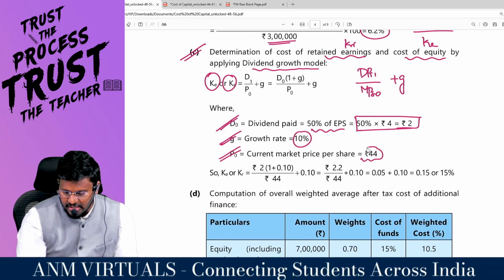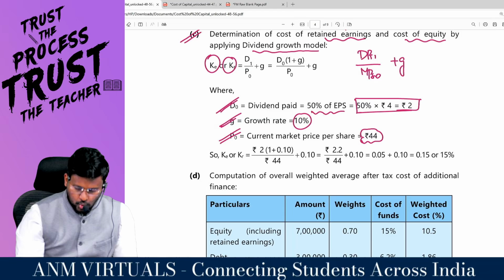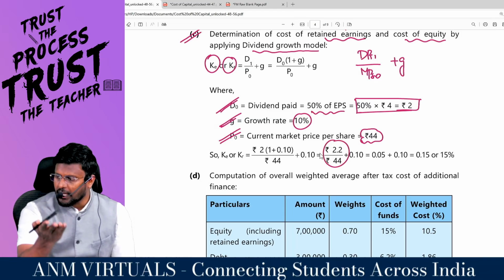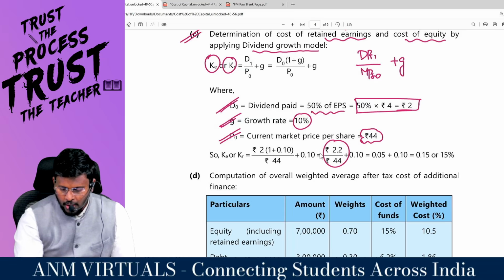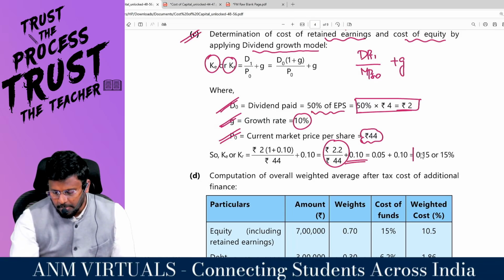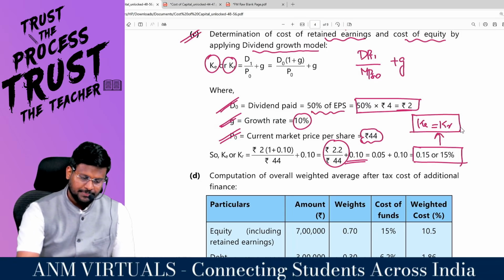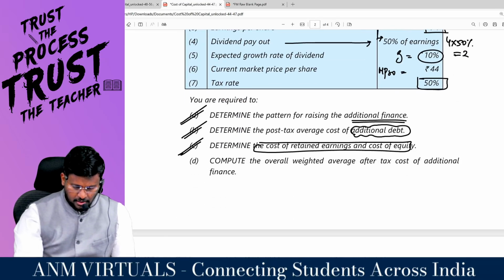MPS 0, the current market price, is equal to 44. So 2.2 is the DPS 1. Current market price already given in the question as 44, plus growth rate of 10% comes to 15 percentage, which is the KE is equal to KR. Very comfortable. What do they want next?